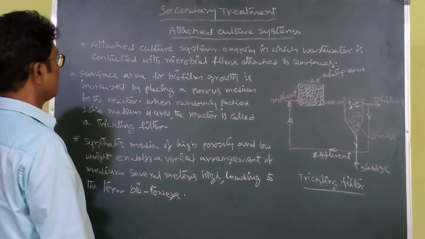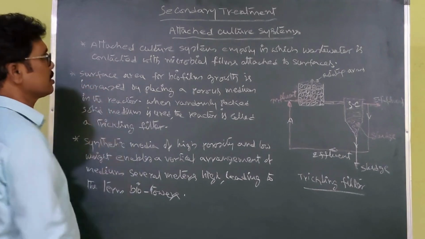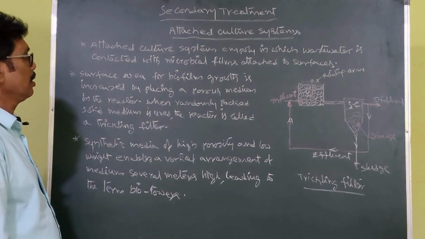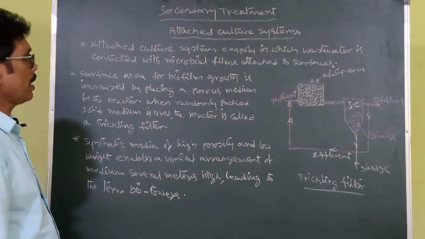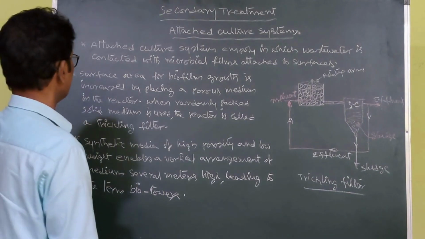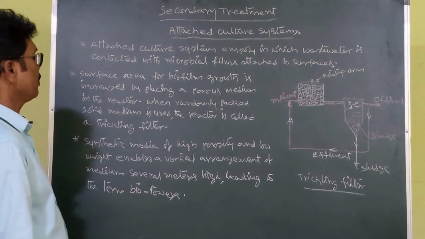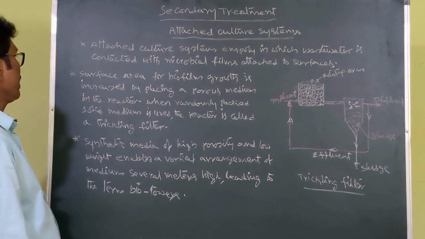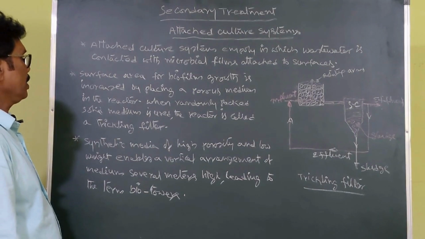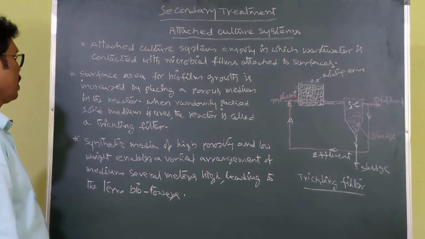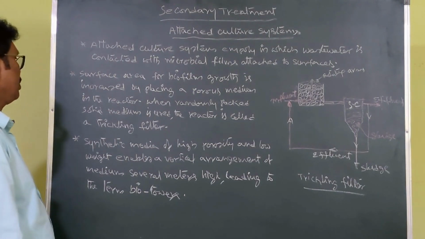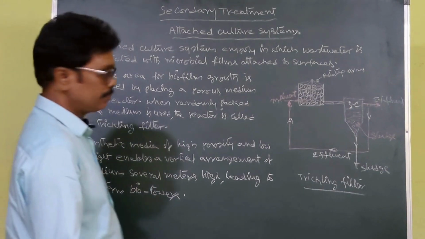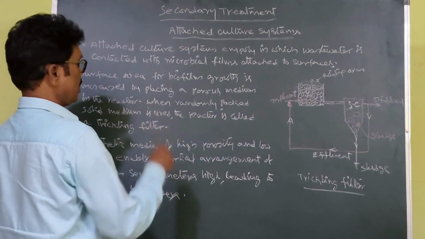Coming to that, attached culture systems are those in which wastewater is contacted with microbial films attached to surfaces. The surface area for biofilm growth is increased by placing a porous media in the reactor. When randomly packed solid media is used, the reactor is called a trickling filter.